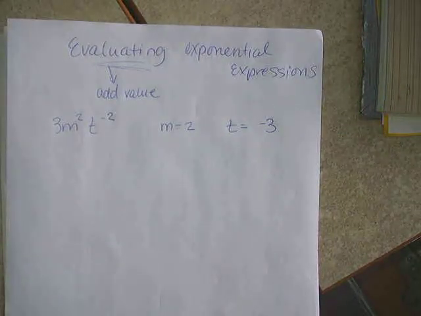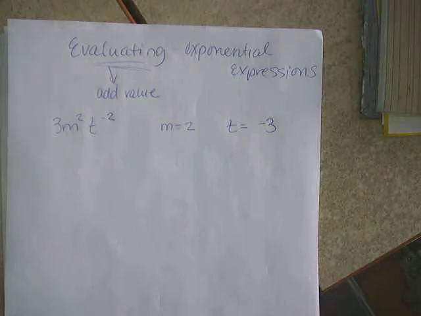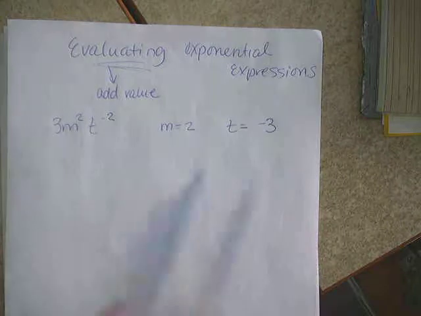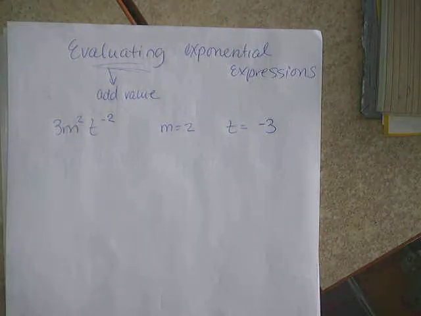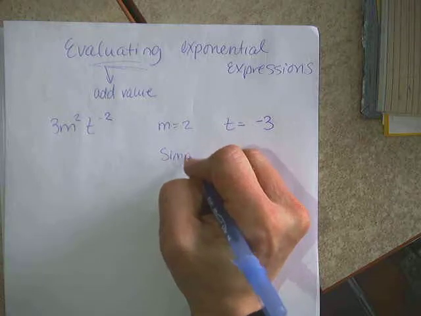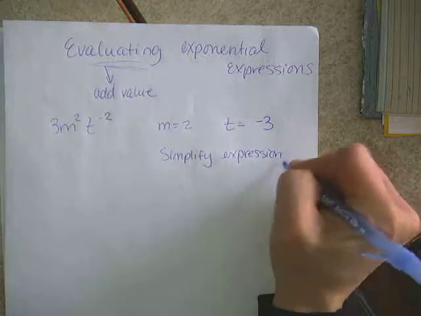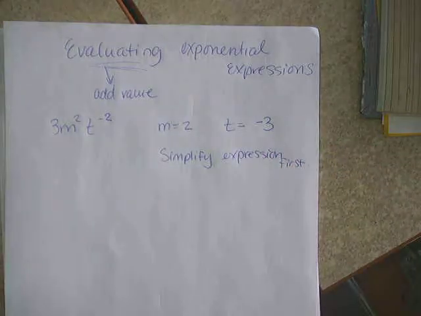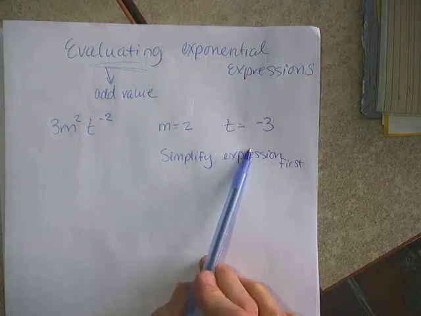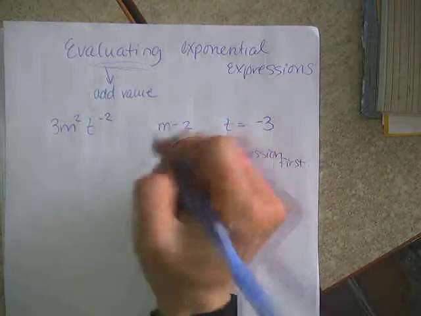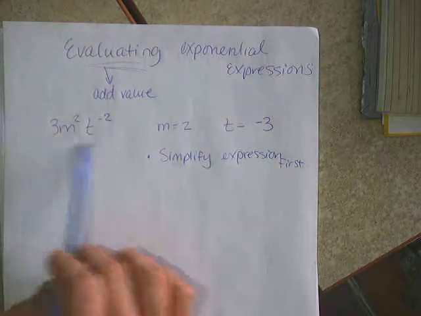Okay, so with the simplifying, we don't know what those variables are. But with evaluating, they're going to tell you what m and t equal. But the people that generally get these wrong are the ones that don't follow my advice on these. You are going to simplify the expression first. Okay? So we're not plugging in right away. When you have negative exponents, do not plug in. We're going to simplify first.